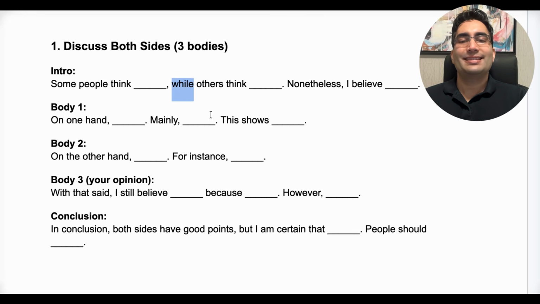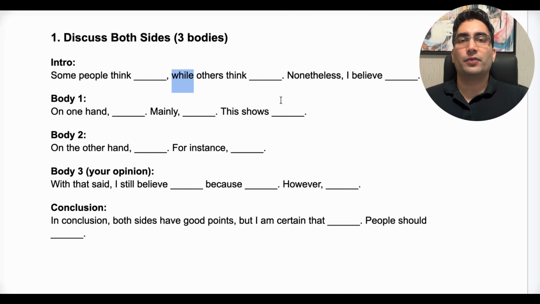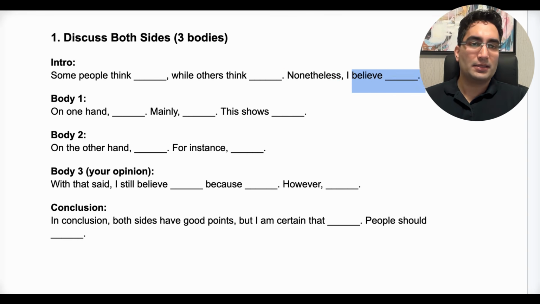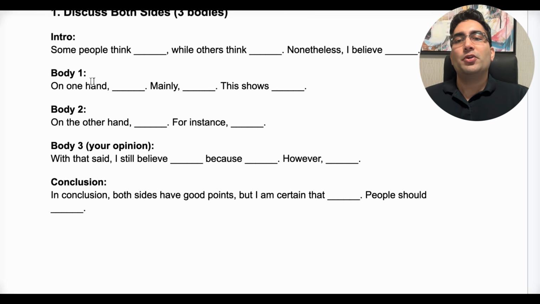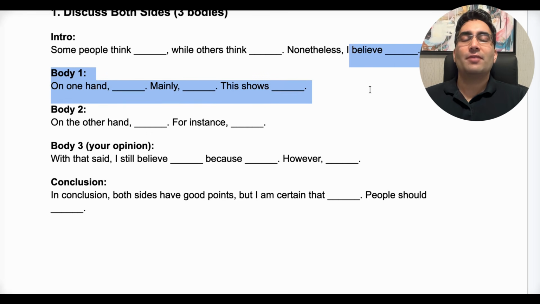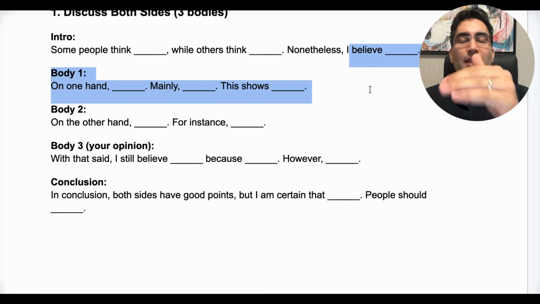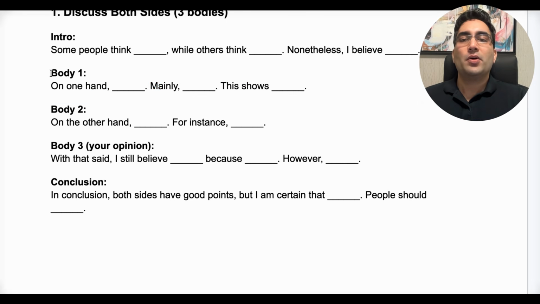At the same time, saying while gives you a complex sentence right away at the start, making a good first impression. Your opinion is going to start with this advanced connector nonetheless. I believe this. Give your opinion here. Now, your body 1 is going to have only 1 point supporting your opinion because you just said it, so you have to now get that mark for a flow, explain why you believe this. So on one hand, this is the benefit. You state the benefit, the pro of your opinion here.